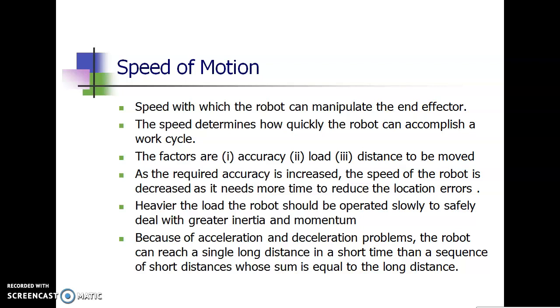For example, if you want to move 1 meter in a stretch, the robot is going to move in a faster way and the time is going to reduce. But if you want to move every 20 centimeters, instead of taking one stride for 1 meter, I am going for 20 centimeters, 20 centimeters, 20 centimeters like that. Then what will happen? Every time you have to accelerate and then decelerate, accelerate, decelerate. That will cause the speed of motion to reduce, as well as take more cycle time.